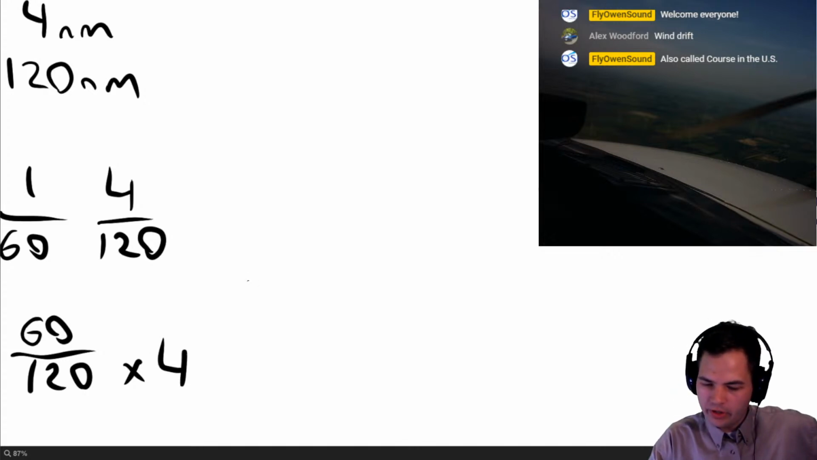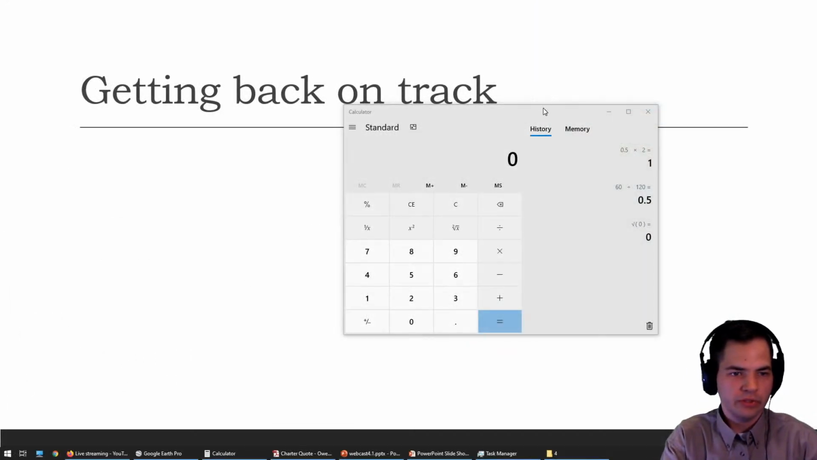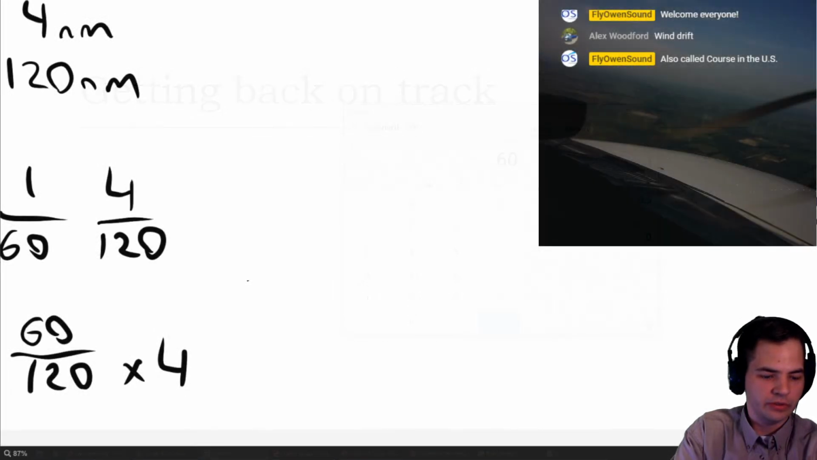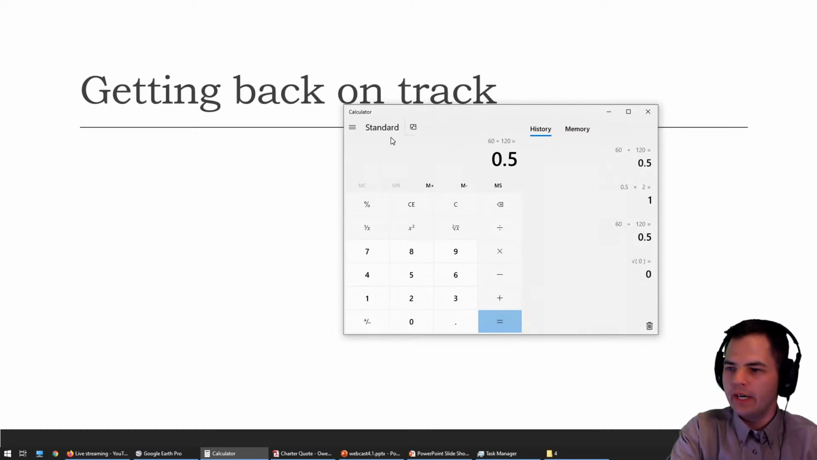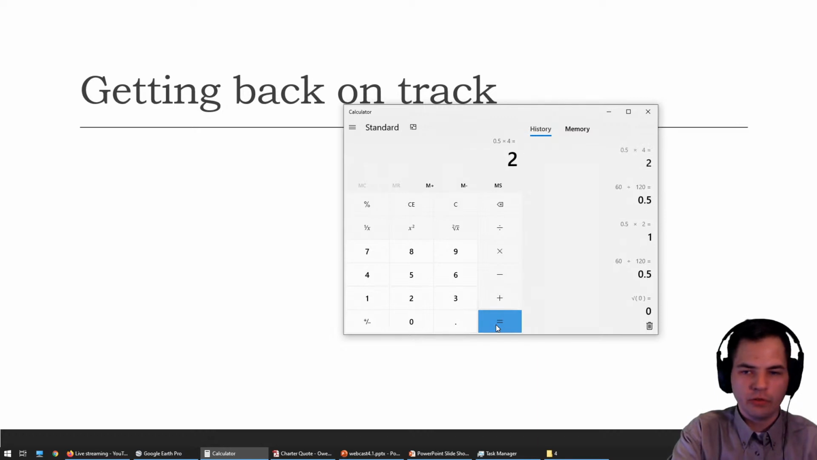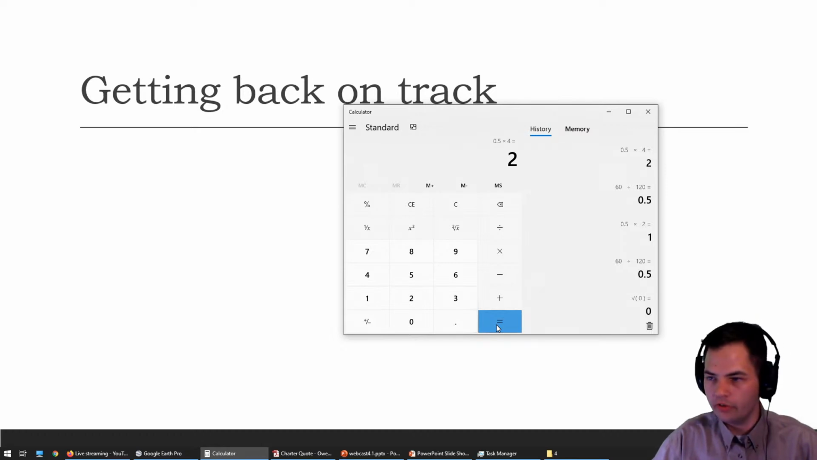60 over 120, that's 0.5, that's half. Start with that. 60 over 120. Every time I hit 0, it changes my screen. Sorry about that. So that's half. And then times 4 is 2. 2 degrees off track after this scenario, after 120 miles.